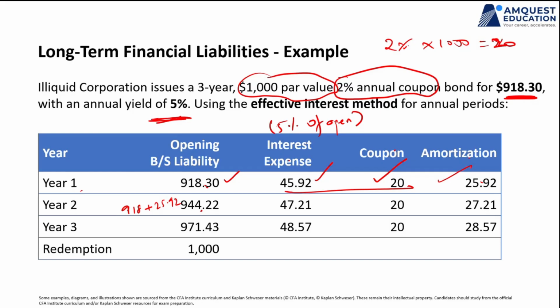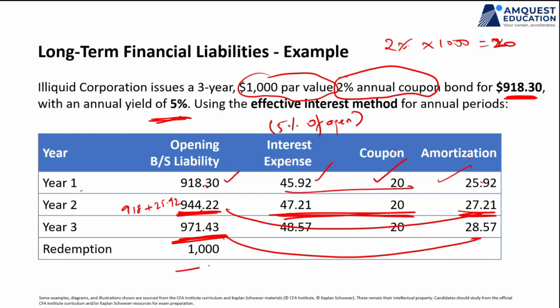With a higher liability value, when you multiply 5%, the interest expense is also higher. And if interest expense is also higher, your amortization is also higher. The amortization is the difference between these two numbers, and the amortization is getting added to this number. So when both these numbers are added, you get 971. When 971 and 28 is added, you get 1000. So your liability starts at 918, but by the time the year 3 ends, you are at $1,000 and you pay $1,000 and redeem your liability, which means you reduce your liability by paying the $1,000.